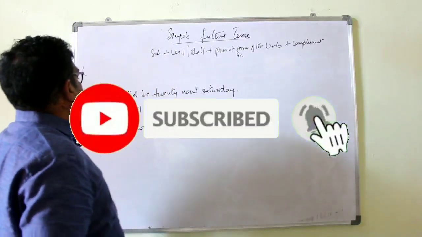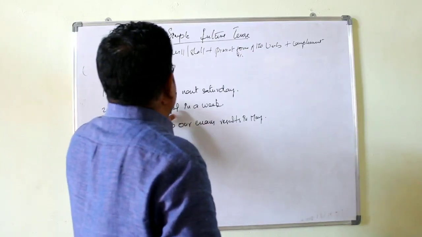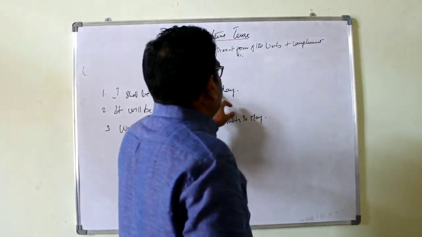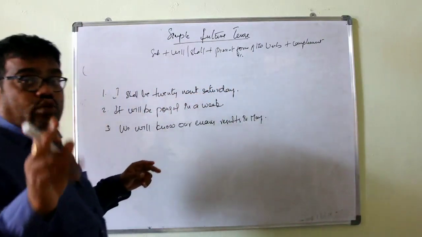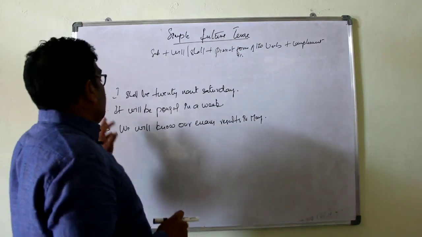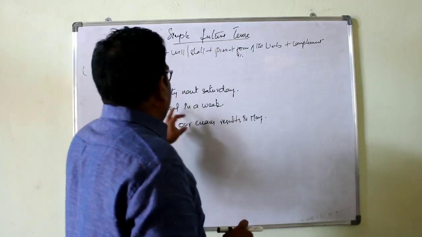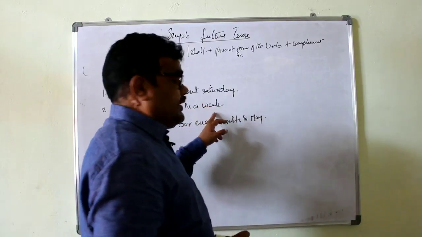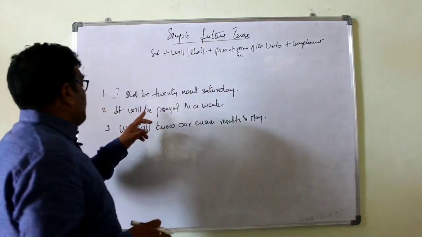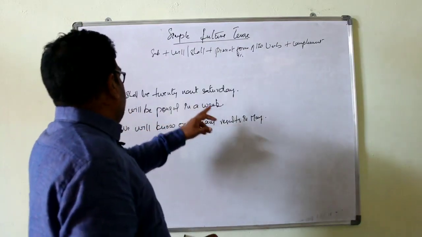For example, I shall be 20 next Saturday. You cannot minimize your age, you cannot reduce your age. Next example, it will be Pongal in a week. You cannot get another festival, so it will be Pongal in a week.